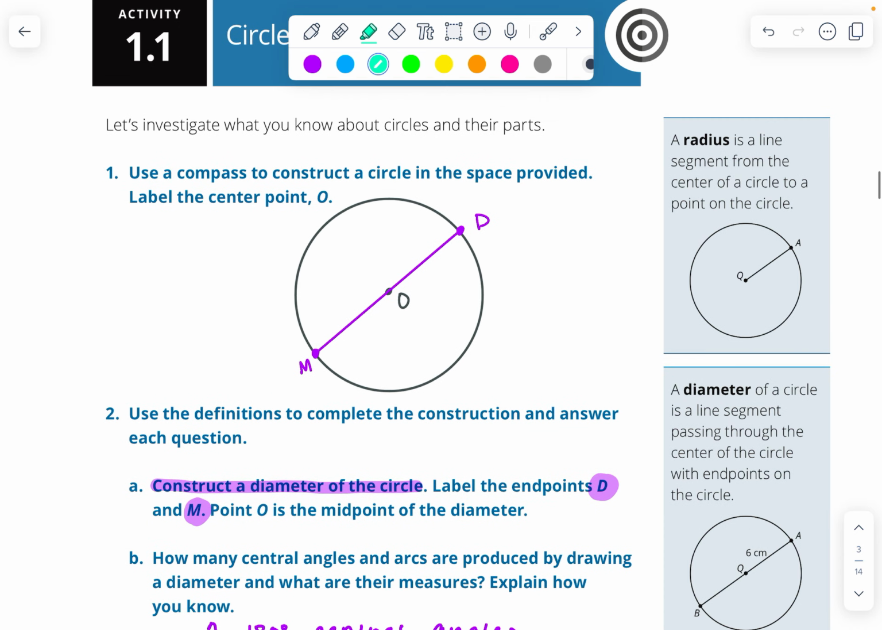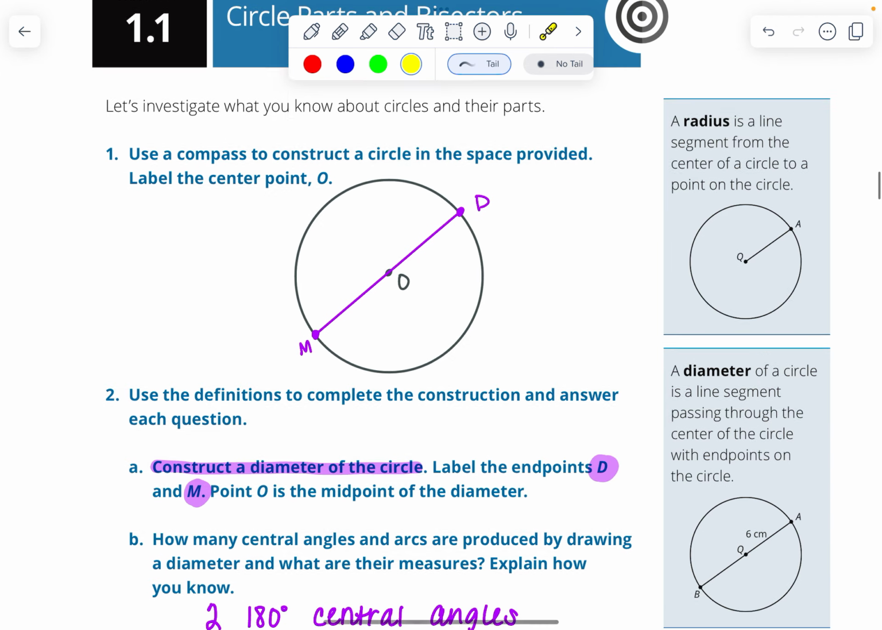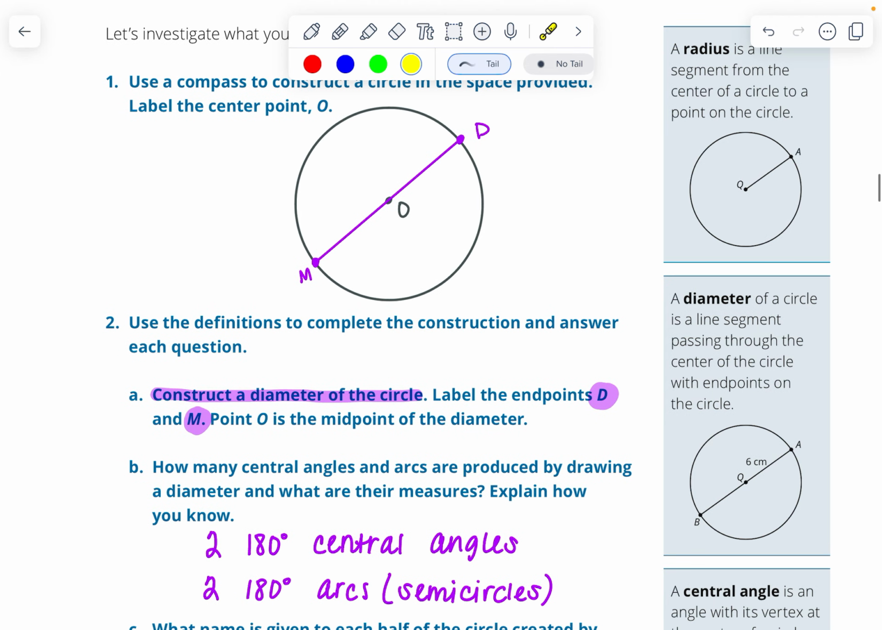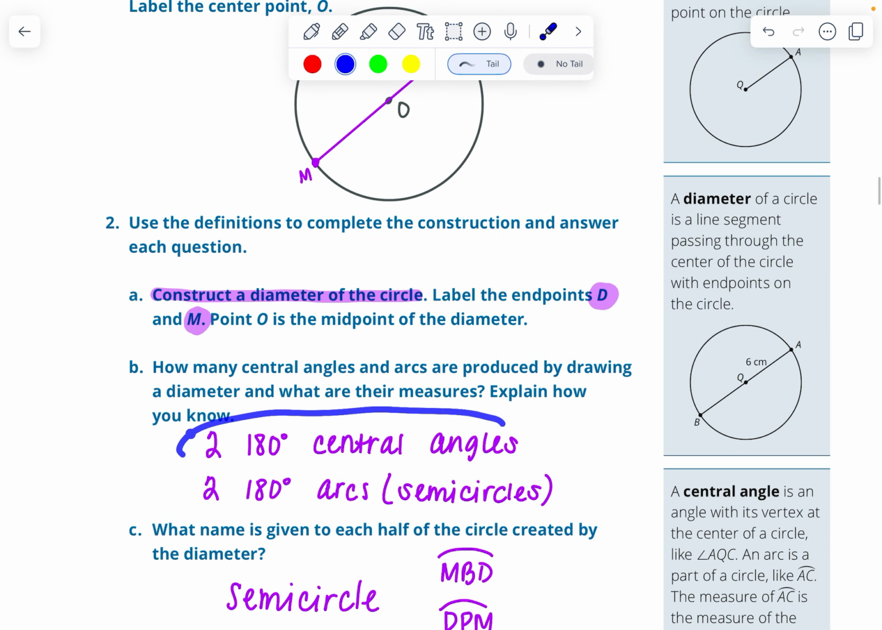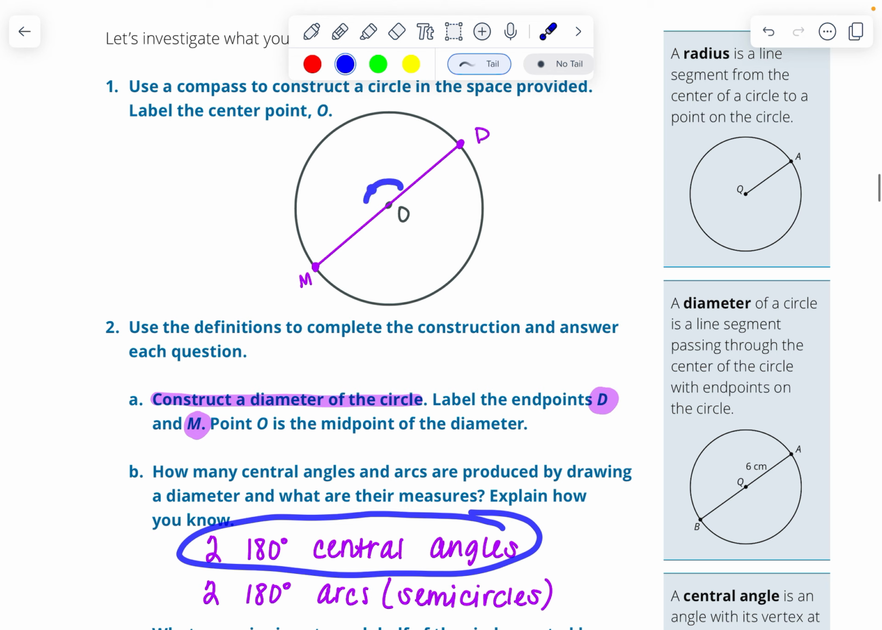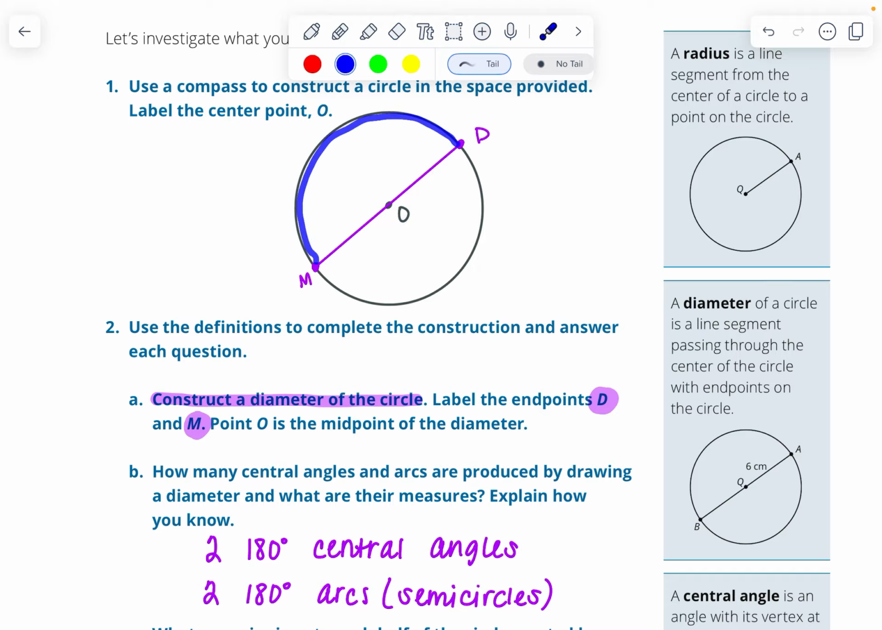So, looking here, we've created 2 arcs, 2 central angles. So here's the center, and then this central angle that we've created is 180 degrees. So from here, you can see that it goes 180 degrees. So we created 2 180 degree central angles, one here, and then 2 180 degree arcs, one here, and one here.